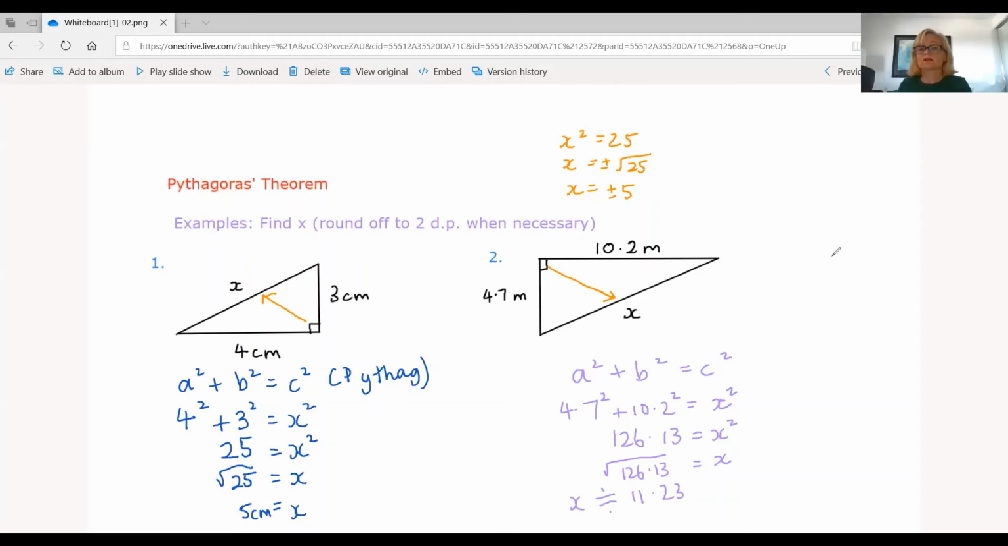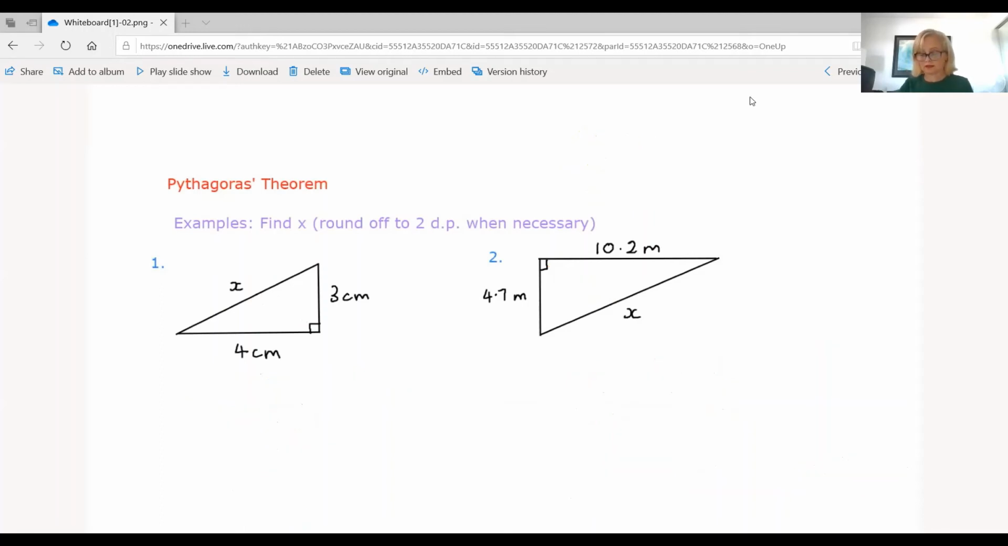For your approximate sign, you can either use that or you can use that. Or you could say x equals 11.23 to 2dp. But don't just say x equals 11.23 because it's not exactly equal. Alrighty, let's move on and have a look at the next slide, next lot of examples.